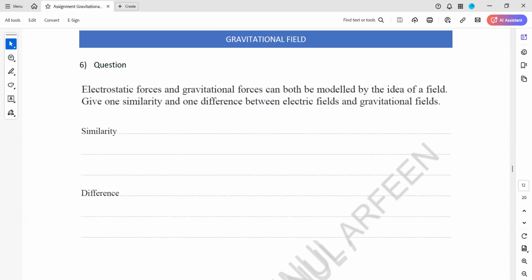Or you can say the difference is that the gravitational field is a force experienced by mass, whereas the electric field is a force experienced by charge. Gravitational is always attractive, but the electric is attractive or repulsive. You can also say that.